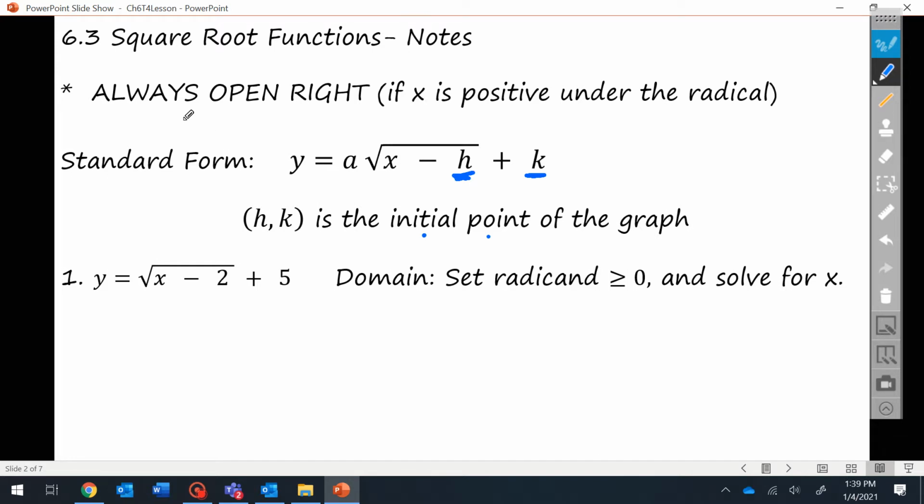Keep in mind this always opens to the right if the x under the radical is positive. If that x is negative, it's going to open towards the left because that's a reflection. Alright, so let's take a look at this.